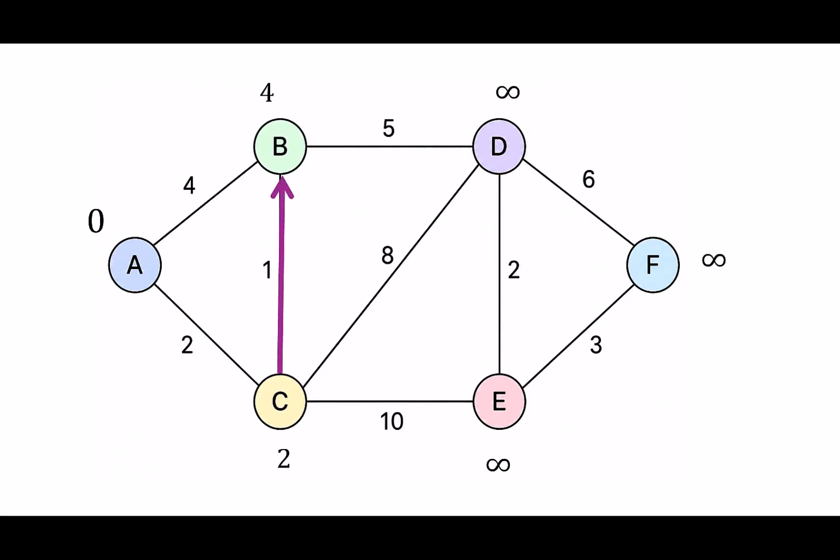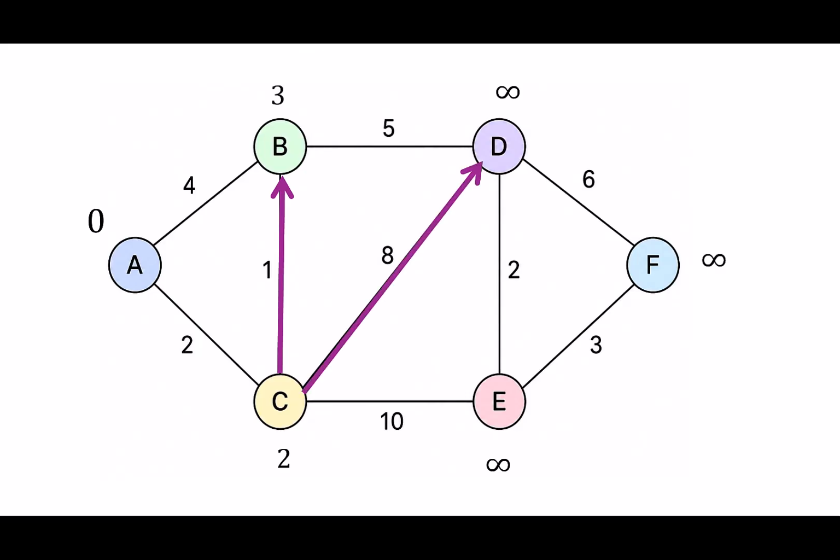C to B has a weight of 1, but remember, we're coming from a value of 2, so now this path has a weight of 2 plus 1, which is 3. 3 is less than 4, so instead of doing our direct path from A to B, which was 4, we could go in this smaller path, A to C to B, which is 3, so we're going to replace that 4 with a value of 3.